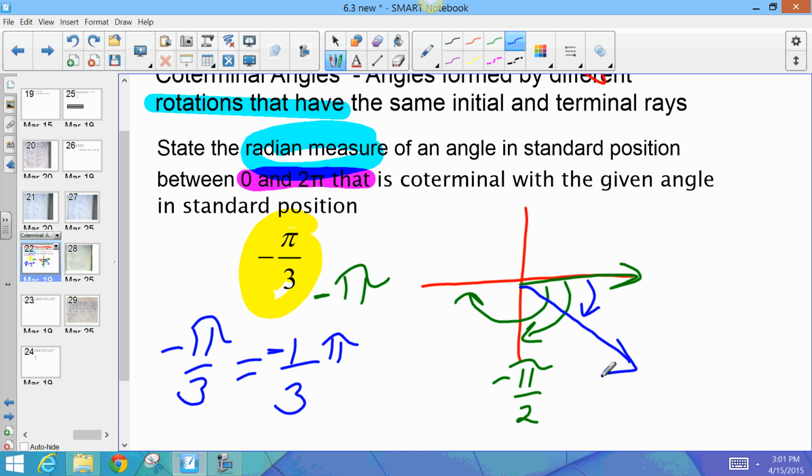All right, so what am I going to do in order to find an angle that is coterminal with it? Well, let me draw you what angle I'm looking for now. All right, let's do this in black. So I want a positive angle. There it is in black. That's the angle I'm looking for that has the same terminal ray.